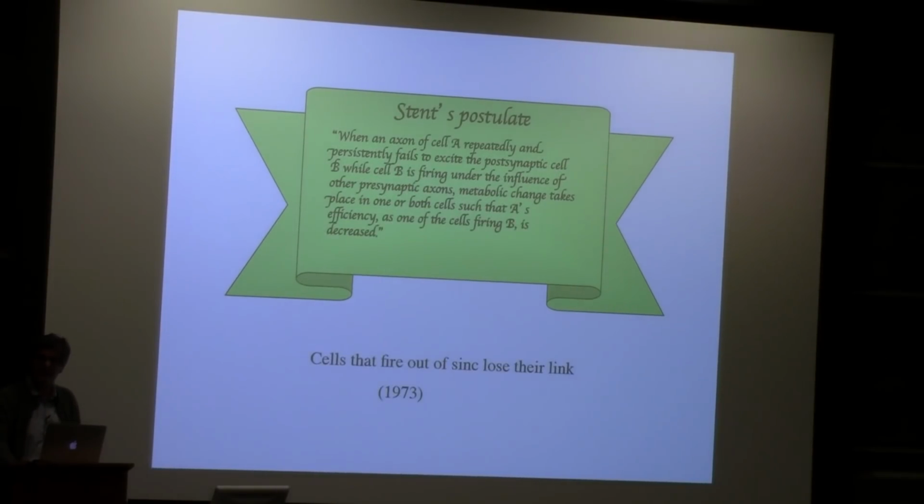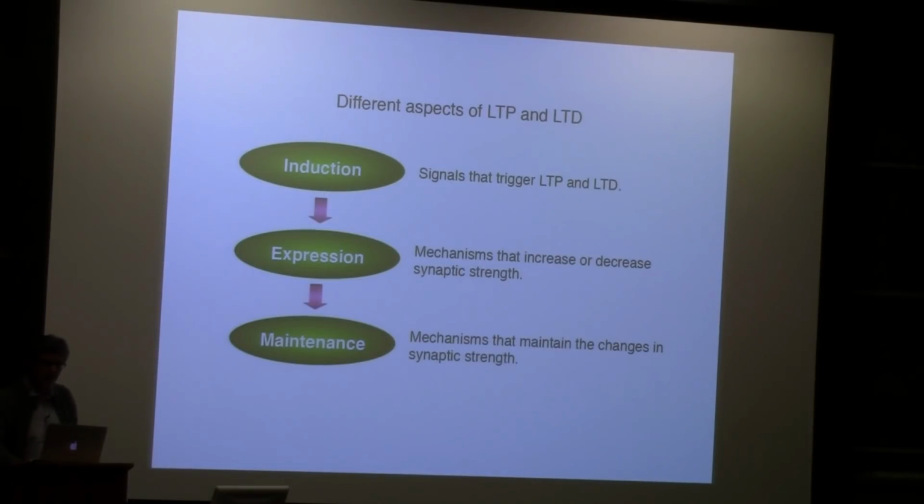It took more or less 20 years for somebody to think of the complement: if cell A failed to make cell B fire, or cell B fired for other reasons, then that connection should be weakened and reduced. Those would be the two complements, and we will see that both of them happen, pretty much in the way it was envisioned. The Hebbian changes are called LTP, long-term potentiation, and the anti-Hebbian changes are called long-term depression.